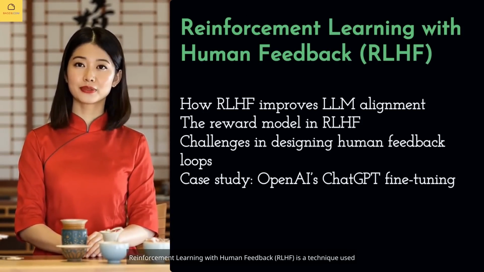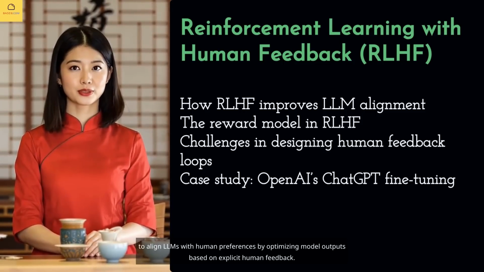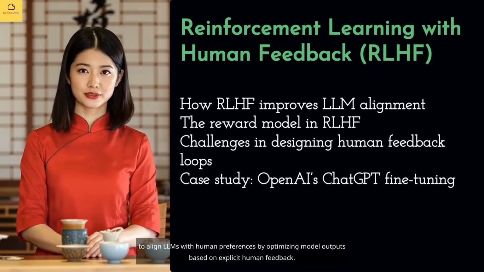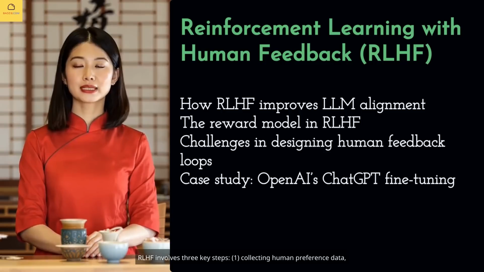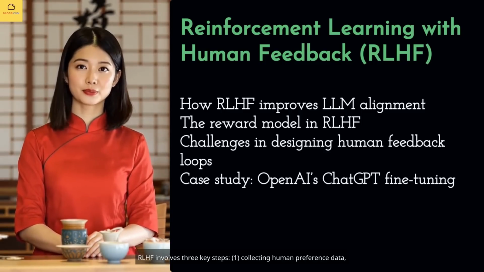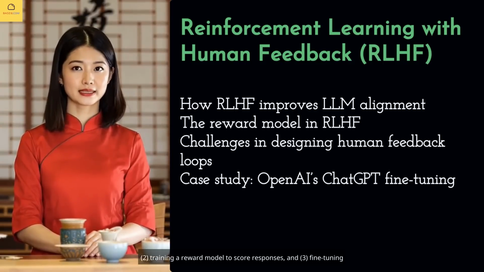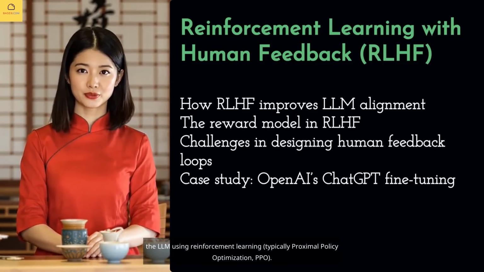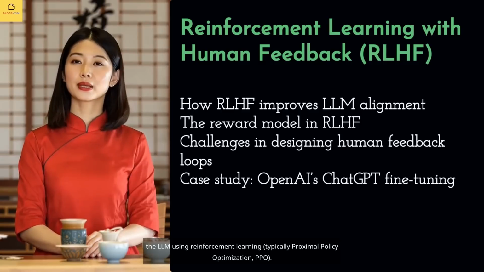Reinforcement learning with human feedback, RLHF, is a technique used to align LLMs with human preferences by optimizing model outputs based on explicit human feedback. RLHF involves 3 key steps: 1. Collecting human preference data, 2. Training a reward model to score responses, and 3. Fine-tuning the LLM using reinforcement learning, typically proximal policy optimization, PPO.